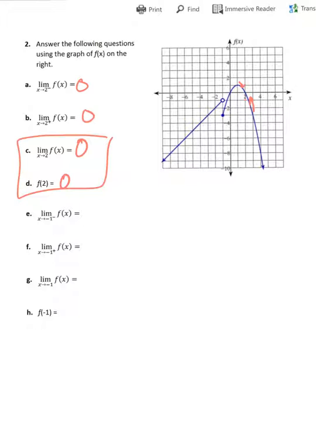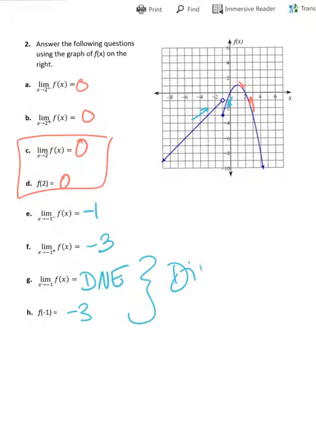Let's look at x approaches negative 1. There's negative 1. As I'm approaching negative 1 from the left, my y is getting closer to negative 1. As I'm approaching negative 1 from the right, it's getting closer to negative 3. Limit as x approaches negative 1? Well, they're different from the left and the right, so that means it does not exist. And what is f of negative 1? f of negative 1 is negative 3. That's where the closed circle is.